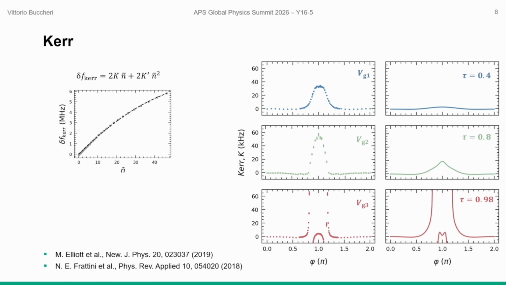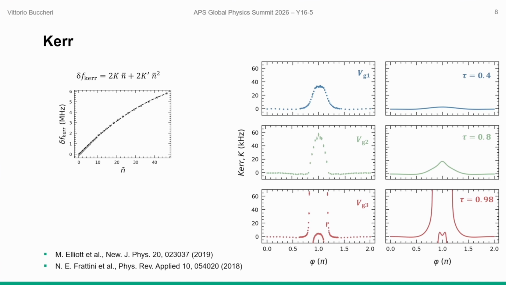Here you see the result of the Kerr as a function of the phase, and for the three different values of voltage that we are considering, we see that the pattern is more or less reversed, or symmetric, let's say, compared to the frequency shift, and we see that we still have some sort of qualitative agreement with our simple model.